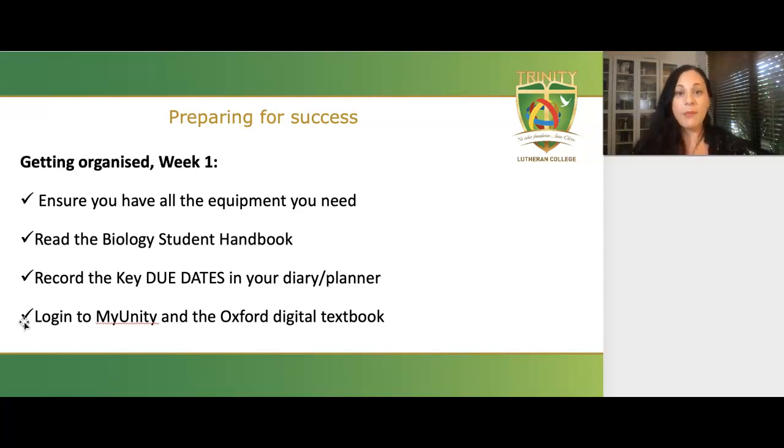The handbook has been uploaded onto our MyUnity site, so log into MyUnity, click biology, and front and center will be the first activity, which is to read the biology student handbook. It'll go through a lot of the information I've just done in a lot more detail about what is expected for you and how you're going to be assessed. Record the key due dates for each of those assessment items in your diary or planner. And of course, make sure that you can log in to MyUnity and your Oxford Digital textbook.